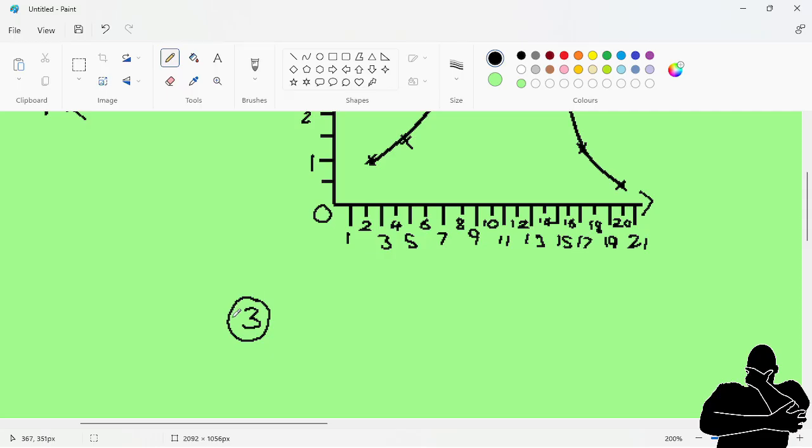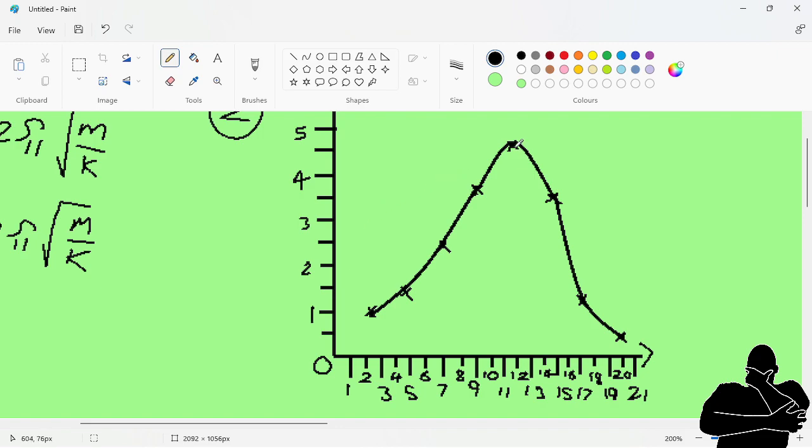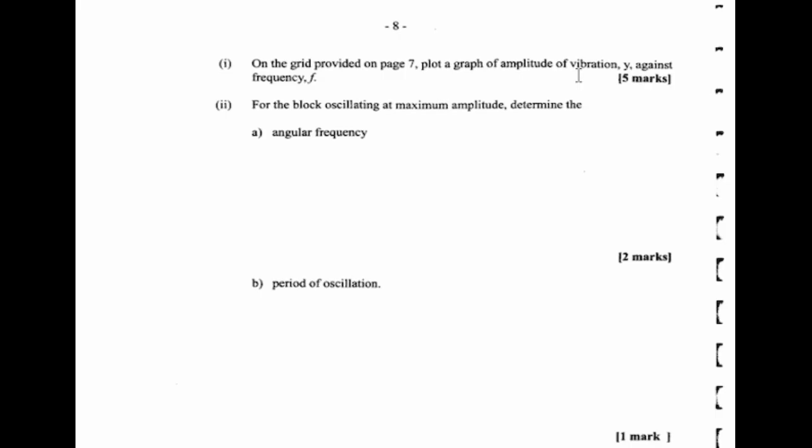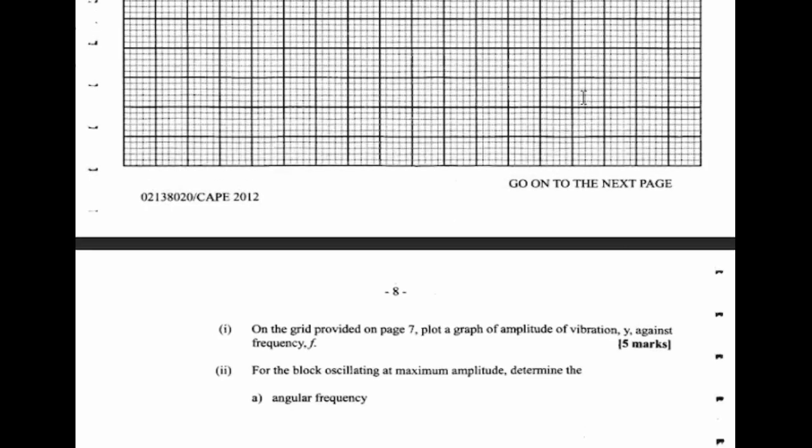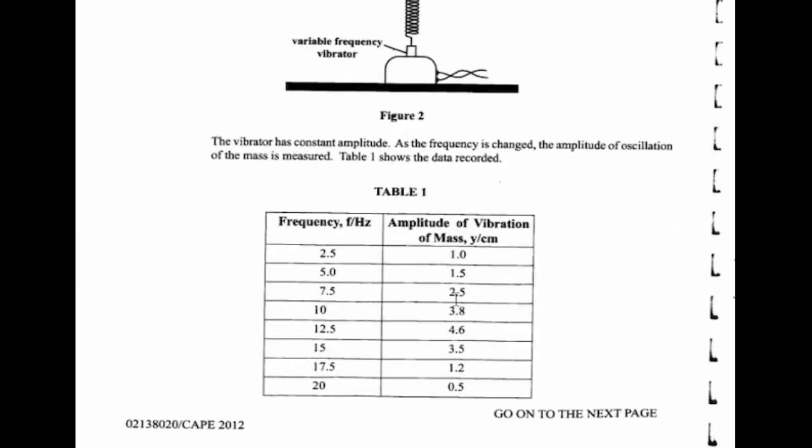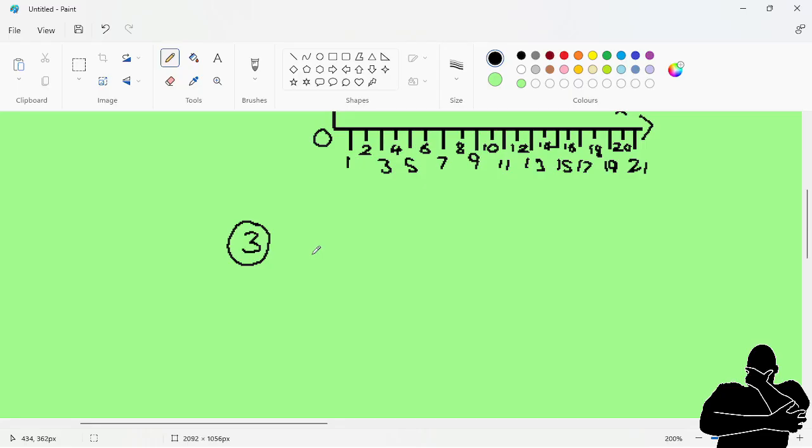Now the question said at maximum amplitude. So maximum amplitude from the data that we got was when the frequency was, let me go back up to the table, 12.5 hertz, and the amplitude was 4.6 centimeters. The question wants us to find angular frequency.